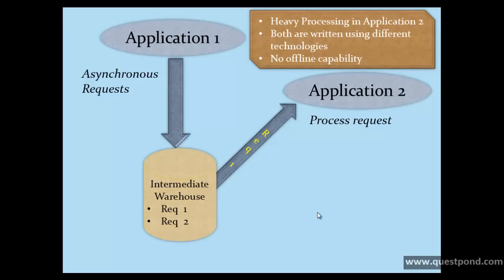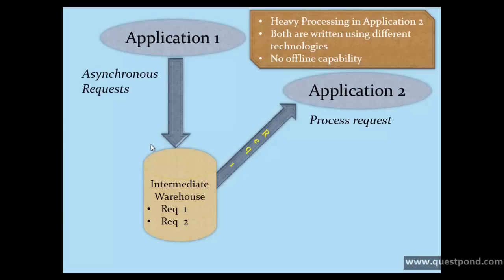But this solution also has some problem. Now there should be a code written in application 2 which will remove the request from this intermediate warehouse once it is retrieved. That means we should do it manually.